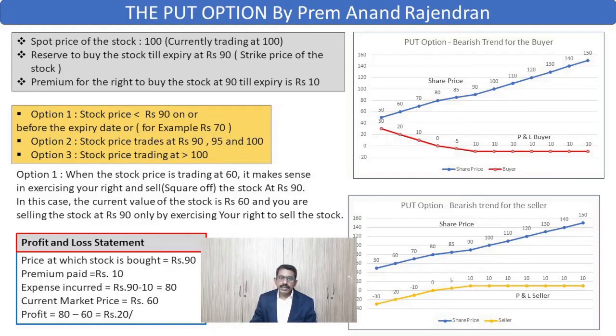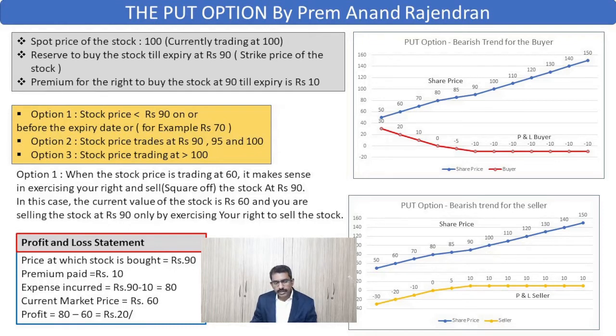So the seller feels that this stock is bearish but it will not go below 90, is what the prediction for the seller is. But if it goes below 90, then it is a loss for the seller. So here the blue line represents the share price of the stock, and the yellow line represents the P&L statement of the seller.